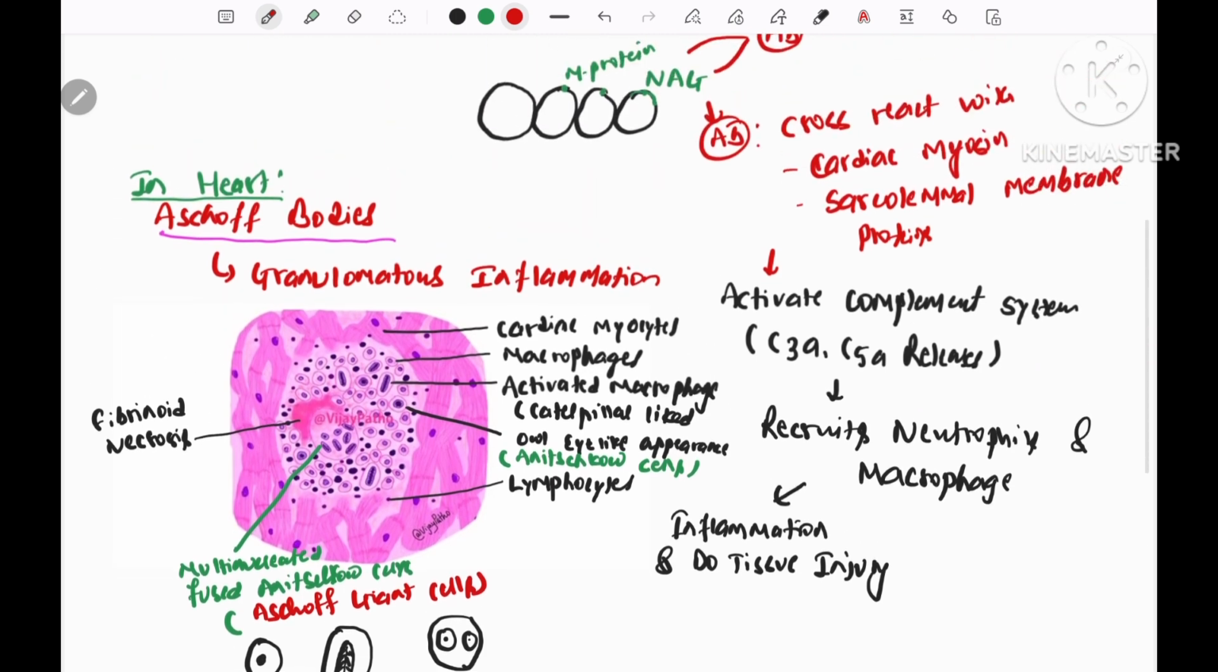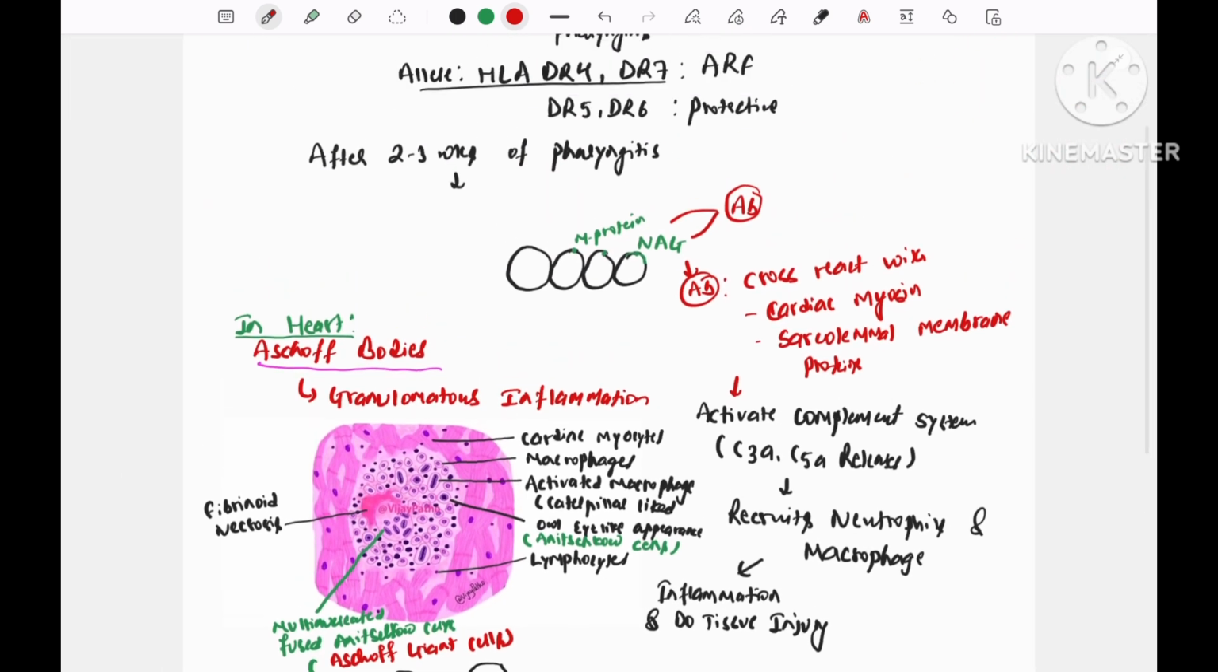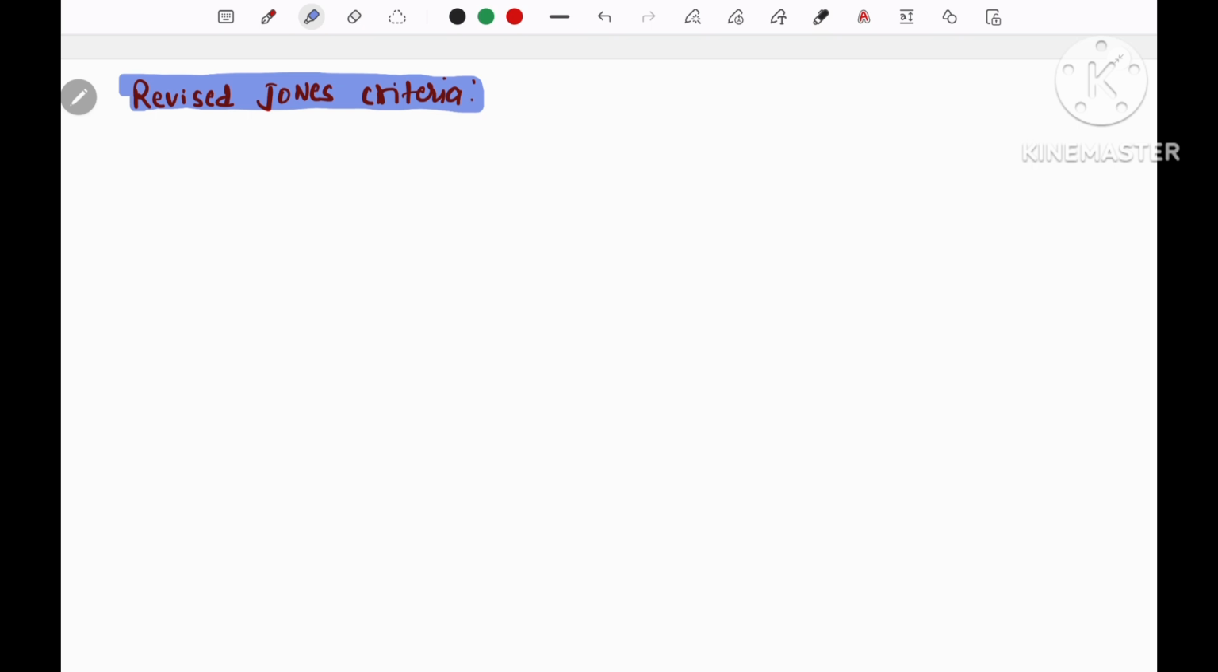So overall, the type of hypersensitivity reaction during acute rheumatic fever is type 2 hypersensitivity reaction. This one is the important one. Now we will learn about the revised Jones criteria. Previously it was just Jones, but now it has been revised, and it was revised in 2015.